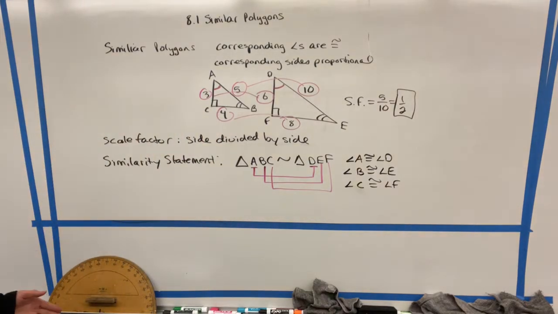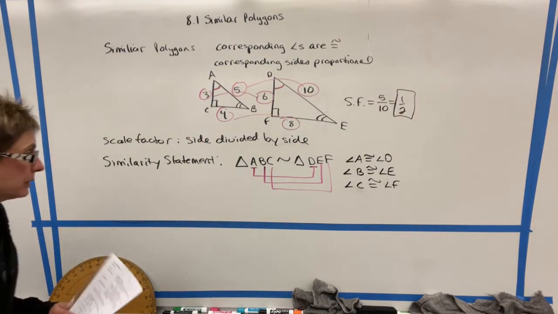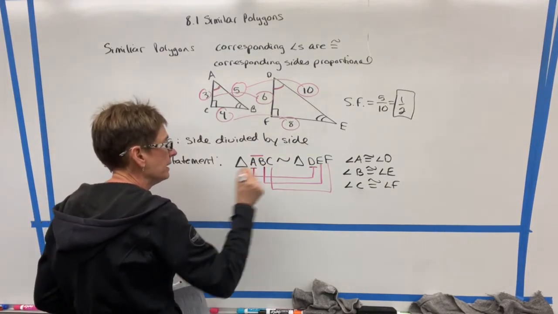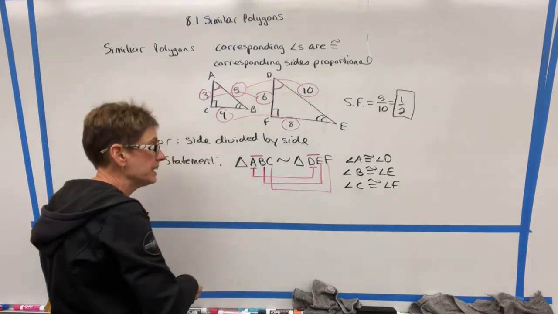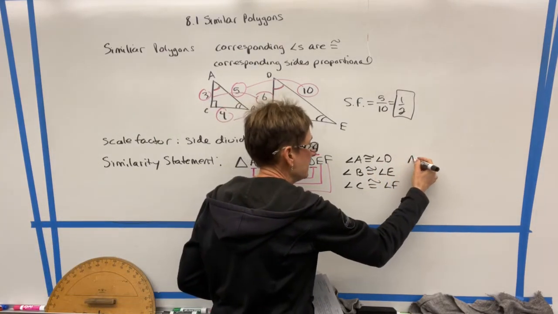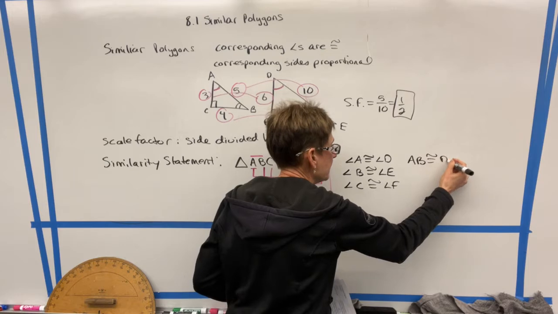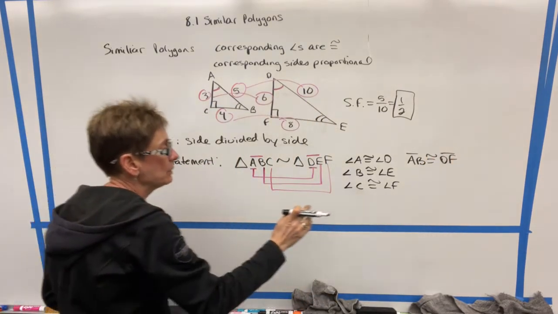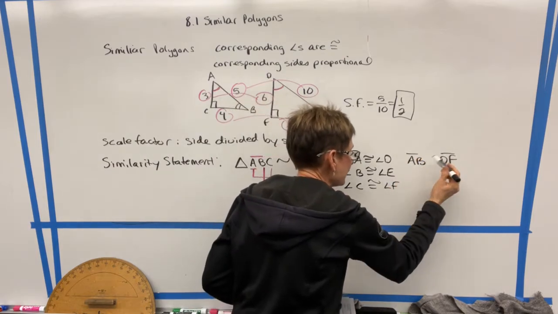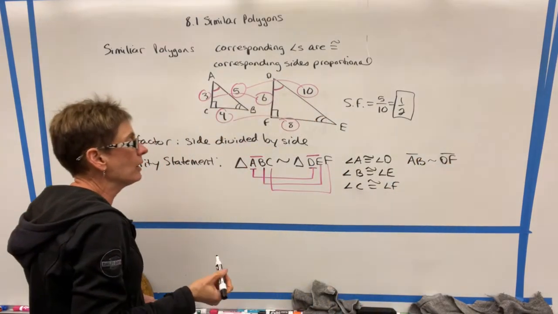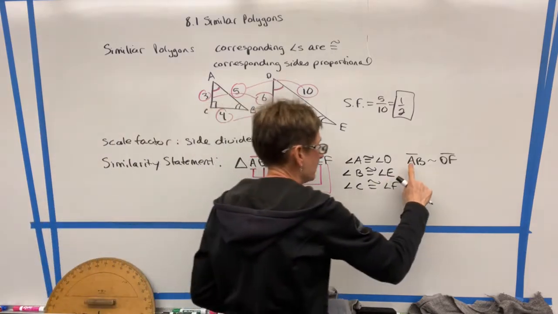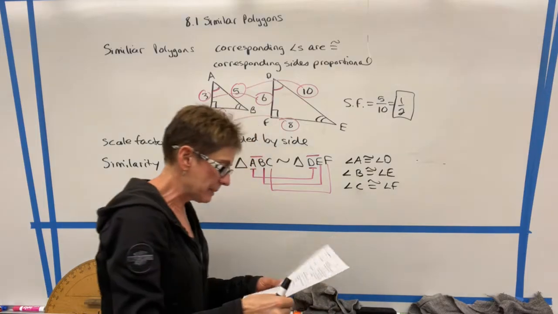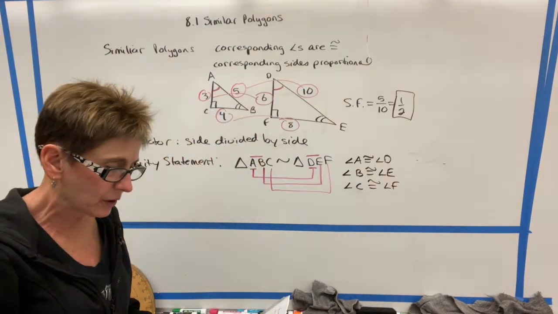Now, we can also get sides off of a similarity statement. Notice that the first 2 letters here are AB, and the first 2 letters here are DE. That means that AB corresponds to DE. And you can see that looking at the shape here. I want to make sure that I make this consistent with how I'm going to ask you the question in just a minute.